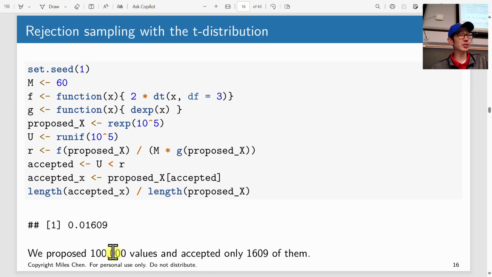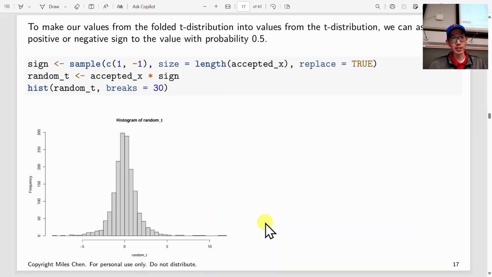So I proposed 100,000 values using the exponential distribution right here, 10 to the 5, but I've only accepted 1,600, so around 1 in 60. So not the most efficient thing.